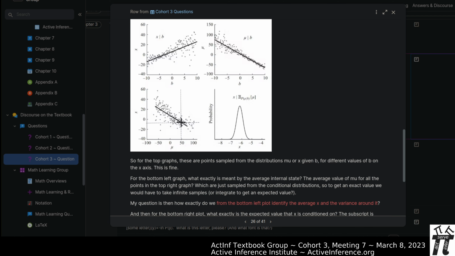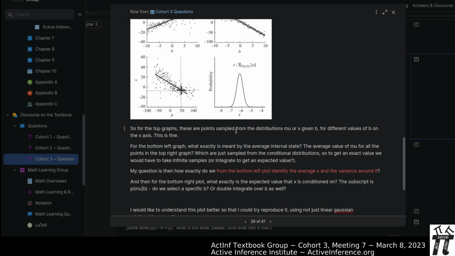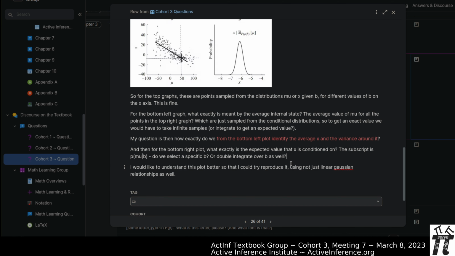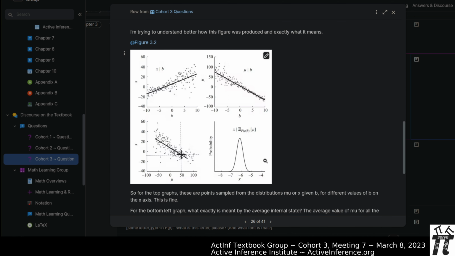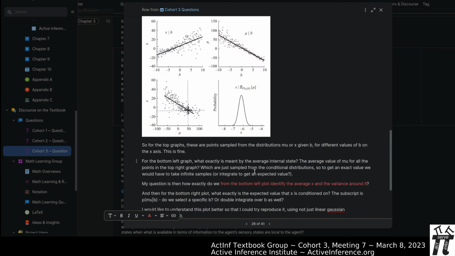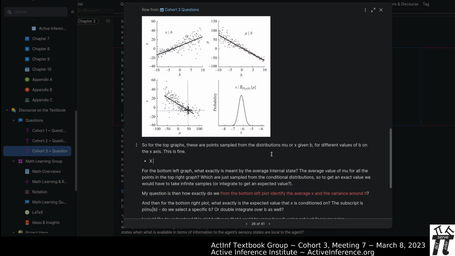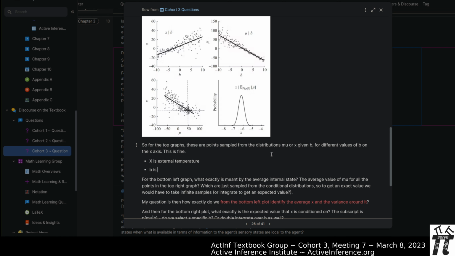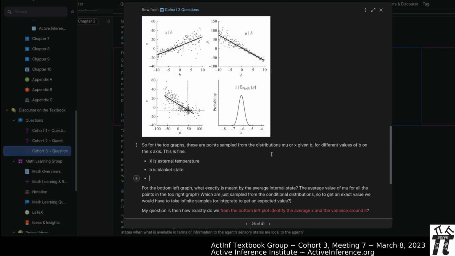Yes, so maybe I can talk through what I think and what the confusion for me was. If we go to the top graphs there, X here is, for instance, an external temperature, and B is the sensory state. So it says, how is the external temperature conditioned on the sensory state, even though there's not a causal relationship in that direction? And then how is the internal state determined by the sensory state, by the blanket state? I think these two make sense.